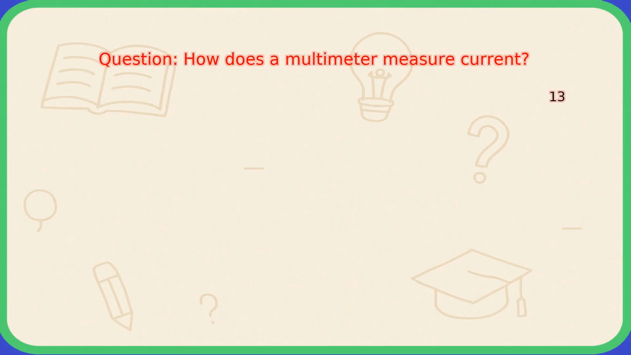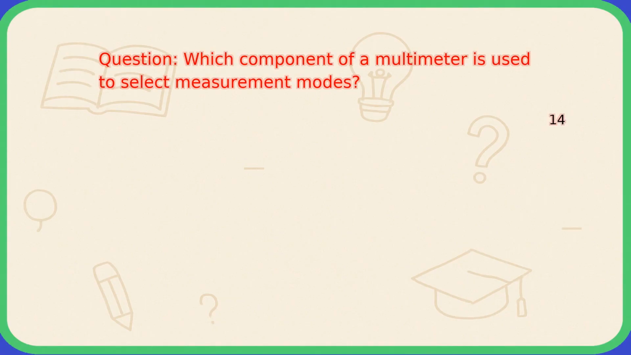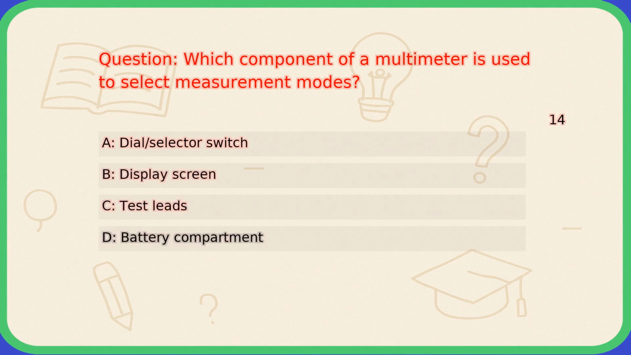Question: how does a multimeter measure current? Answer: A. In series with the circuit. Question: which component of a multimeter is used to select measurement modes? Answer: A. Dial selector switch.